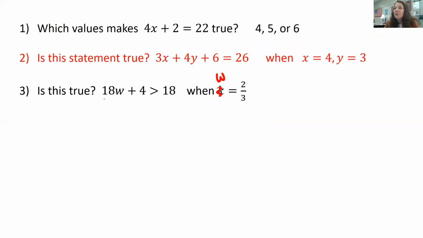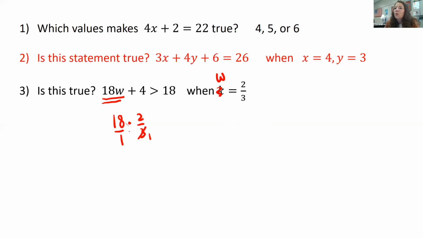All right, so this is a multiplication problem, right? 18 times W. Well, what is W? W is 2/3. So how do we multiply a whole number times a fraction? We turn our whole number into a fraction, and then we can multiply straight across, or we can go, okay, well, I can divide 18 and 3 both by 3.